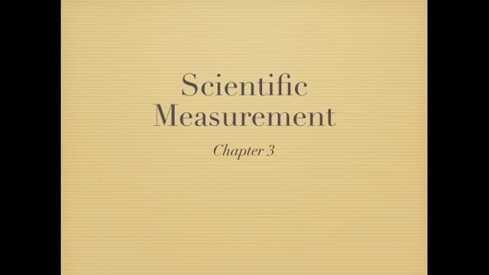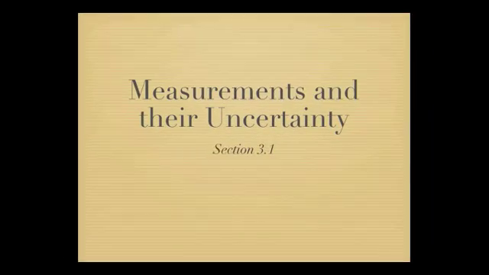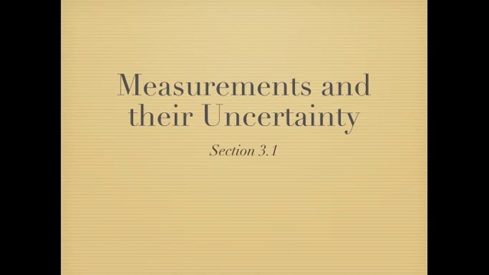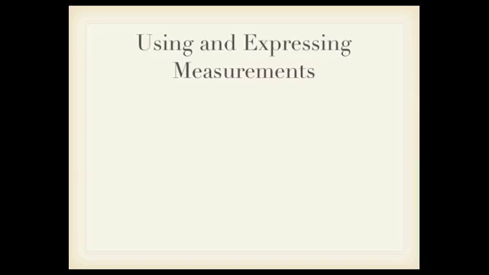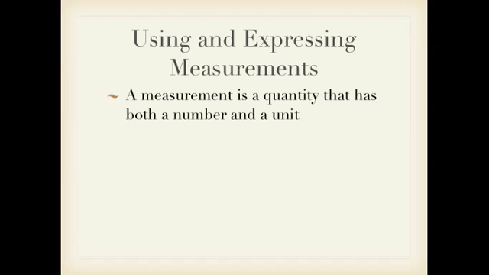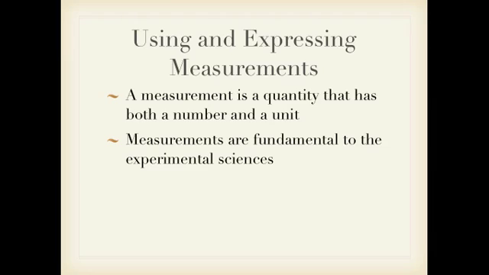Scientific Measurement, Chapter 3. Measurements and their uncertainty. We're going to talk about those. First of all, if we're talking about a measurement, we're simply talking about a quantity that has both a number and a unit. So we're talking about something like 5 miles. Quantity 5, unit miles. 5 miles would be a quantity, number, and a unit. Or 3 feet. Those would be examples of measurements that we're talking about.